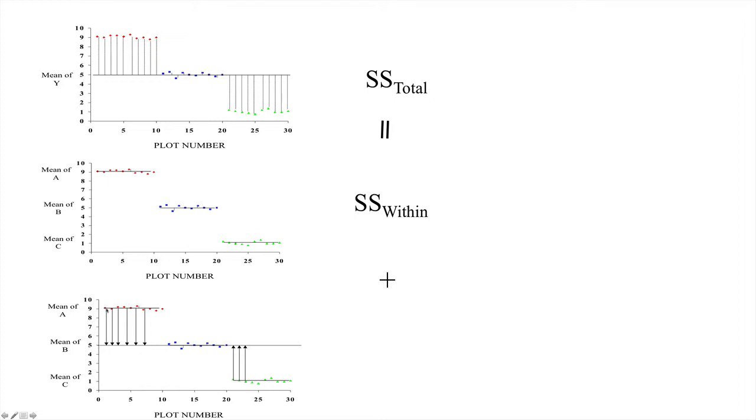So for each observation it's got a group mean, and you sum and square all of those individual sums of squares all the way through. So we can partition variability in this nice way. The total sum of squares will always be equal to the sum of squares within the groups plus the sum of squares between the groups.